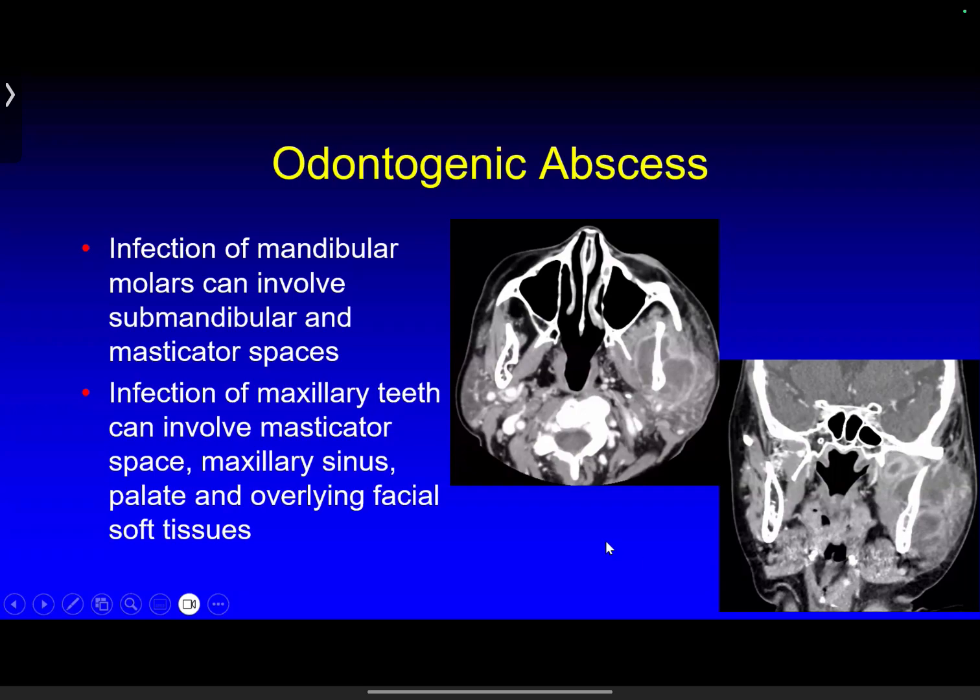The infection of maxillary teeth can also involve the masticator space, but can also involve the maxillary sinus, the palate, and overlying facial soft tissues.